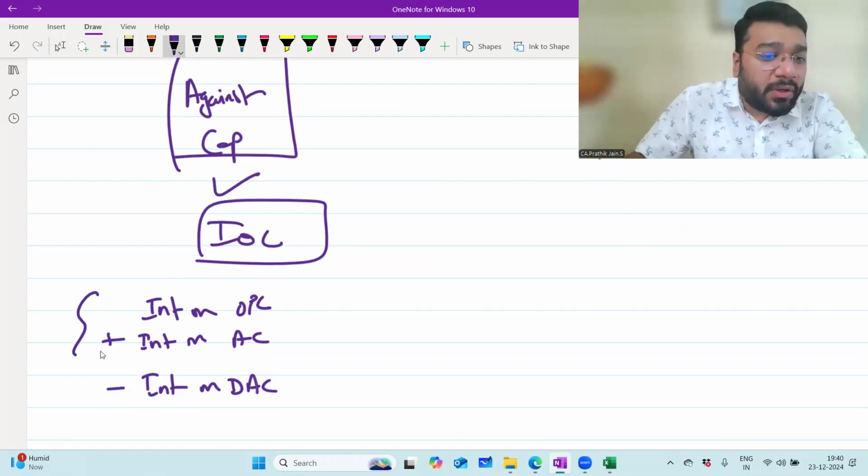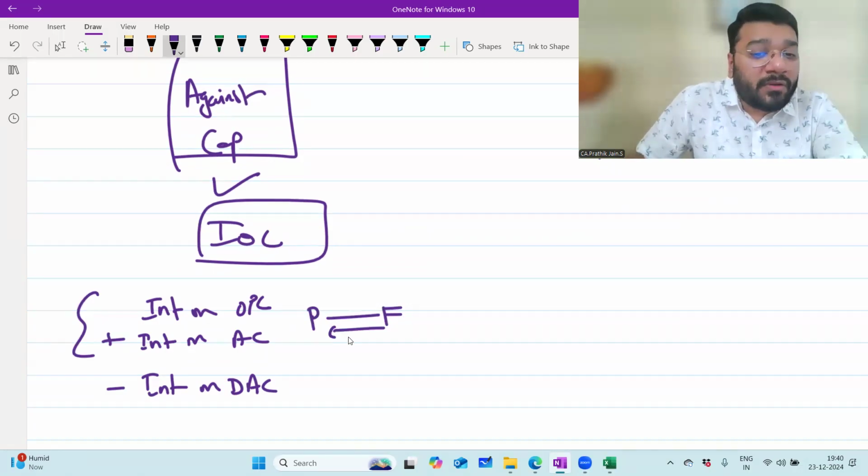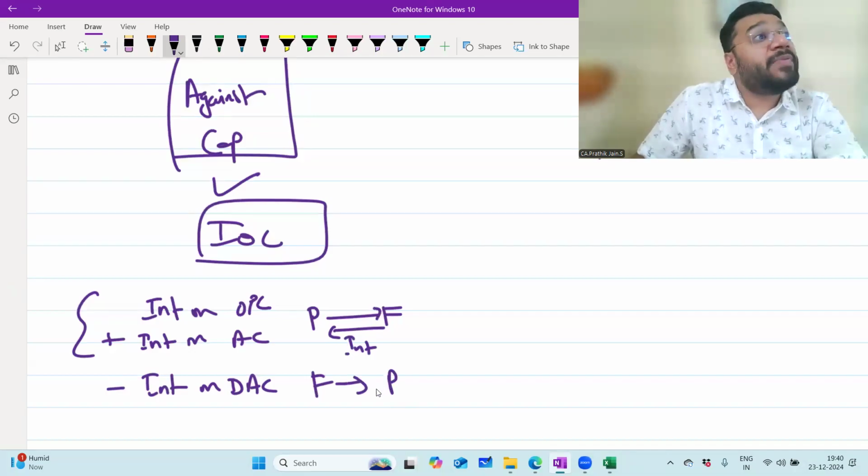So now, interest on opening capital, interest on additional capital. This is the money that the partner has given to the firm. So who has to pay interest to whom? The firm has to pay interest to the partner. So here what has happened? The firm has given the money to the partner. The partner is withdrawing the money. Correct? Who has to pay interest to whom? The partner.